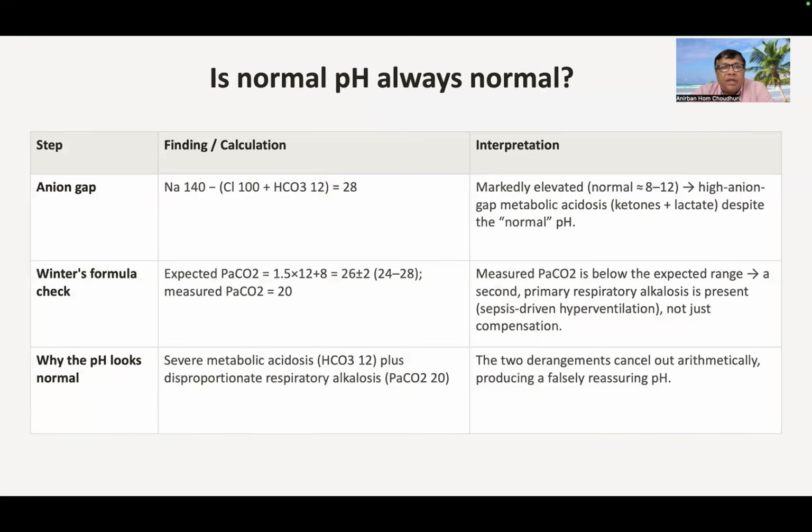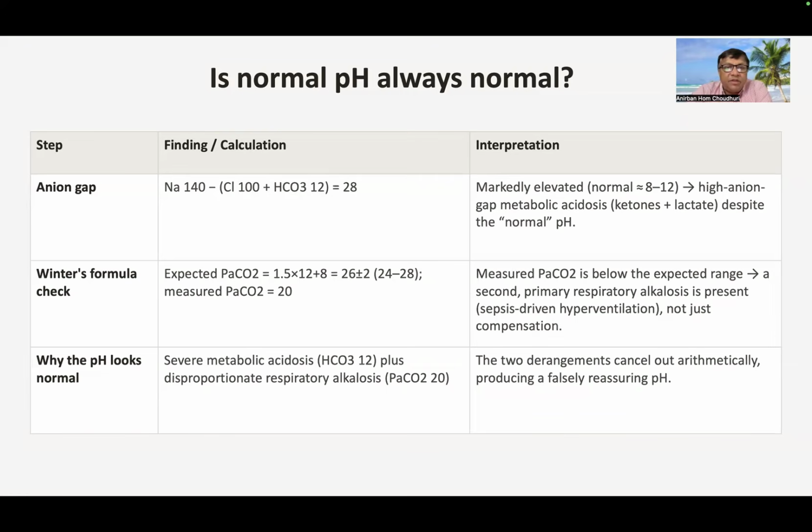So, why is this pH normal? Let us see the anion gap. The anion gap here is sodium of 140 minus chloride of 100 and bicarb of 12, which is 28. So there is a markedly elevated anion gap, or a high anion gap metabolic acidosis, because there is raised ketone and lactate despite this normal pH.